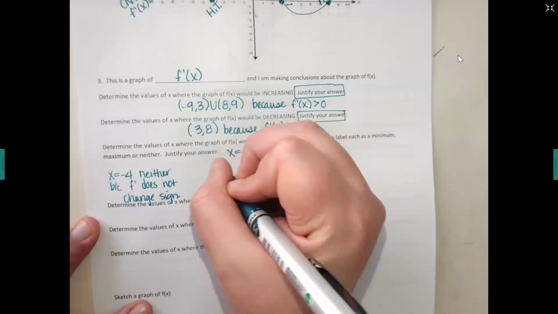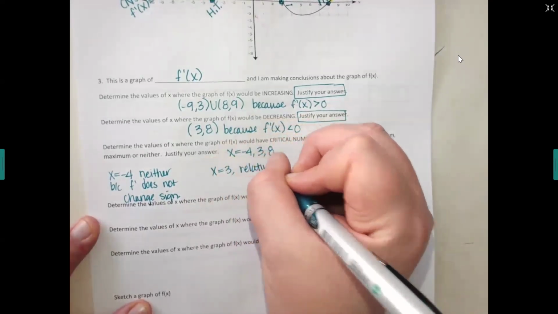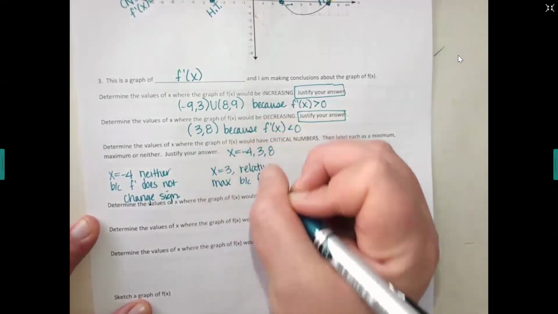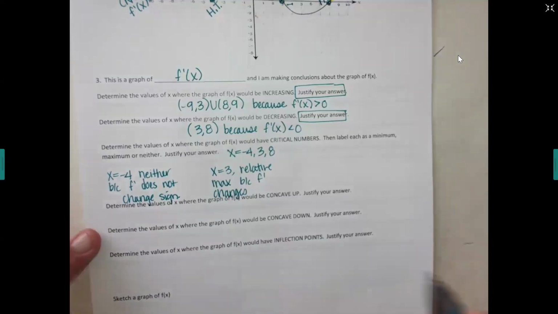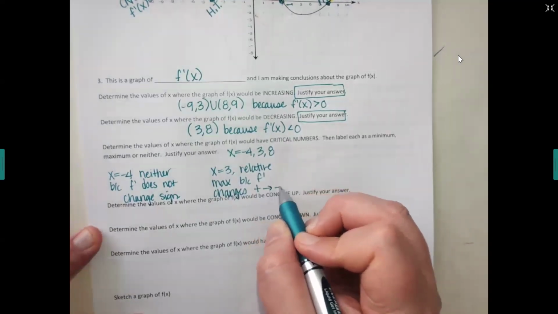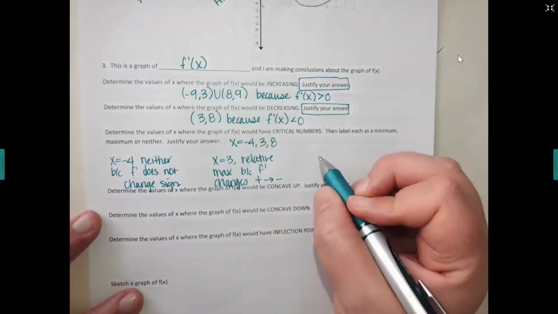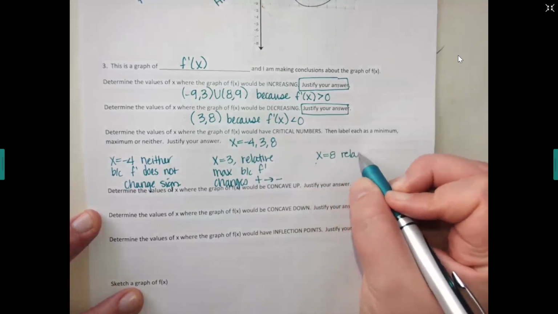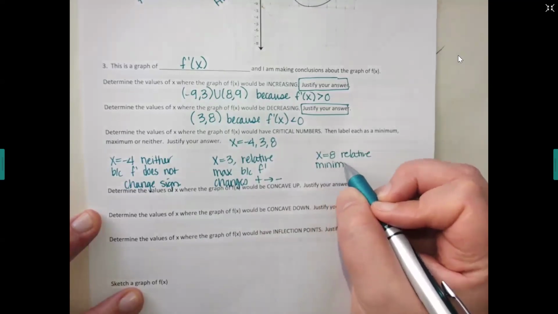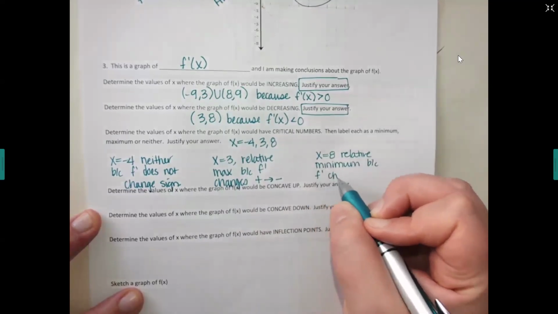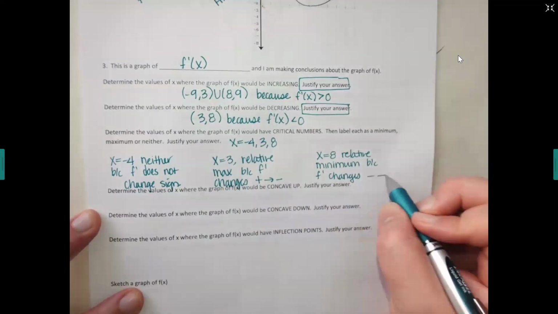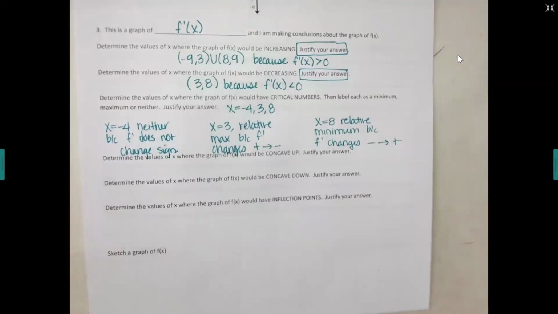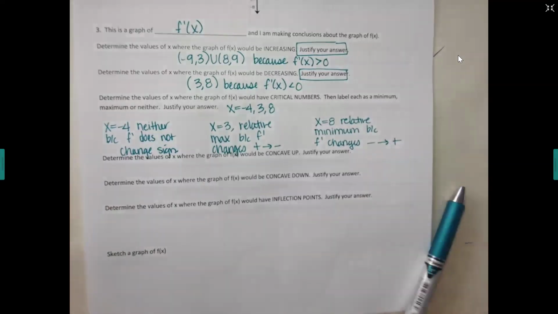X equals 3. We said that was a relative max because F prime changes. Is it plus to minus or minus to plus for a max? Plus to minus. Okay, and then last one is X equals 8. We said that's a relative minimum because F prime changes which direction? So minus to plus. Very good. Okay, for the second part of your graph, you should be drawing your X's and then checking your concavity. Okay, keep going. You're doing a good job.